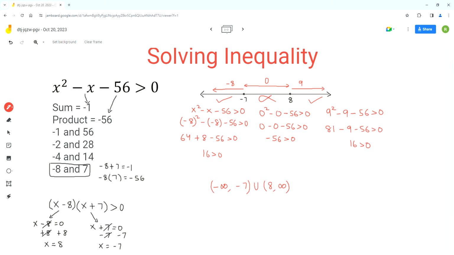And we don't include 8 in our solution because at 8 the inequality becomes equal to 0, but we have to find the interval where the inequality is greater than 0. So this should be the final answer for this inequality in interval notation.